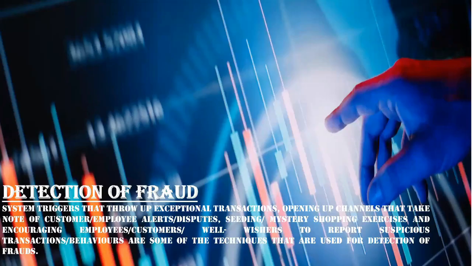First one is detection of fraud. Despite strong prevention controls aimed at fraud deterrence, fraudsters do manage to perpetrate frauds. In such cases, the earlier the fraud is detected, the better the chance of recovery of the losses and bringing the culprits to book. System triggers that throw up exceptional transactions, opening up channels that take note of customer or employee alerts or disputes, seeding or mystery shopping exercises, and encouraging employees, customers or well-wishers to report suspicious transactions or behaviors are some of the techniques that are used for detection of frauds.